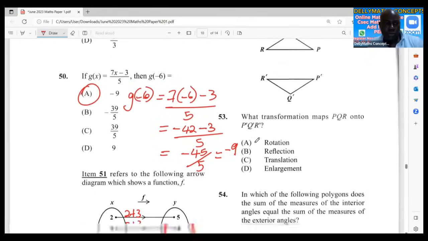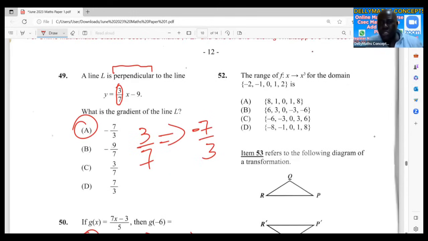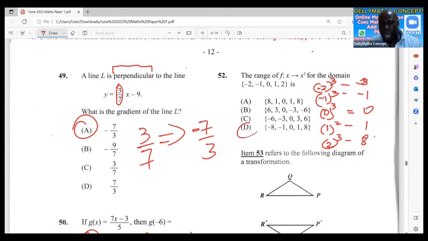Item 52 says the range of f of x is equal to x to the third for the domain negative 2, negative 1, 0, 1, 2 is what? All we're going to do is to substitute. You want to substitute negative 2 to the third, and negative 1 to the third, 0 to the third, 1 to the third, 2 to the third. And this is going to give you negative 8, negative 1, 0, 1, 8. Answer is D.